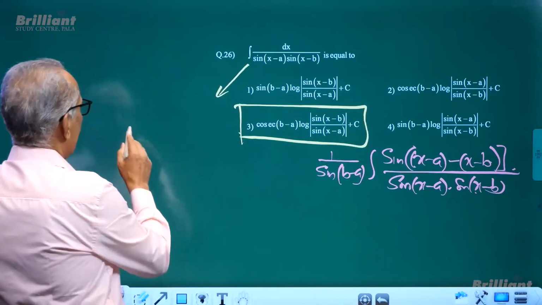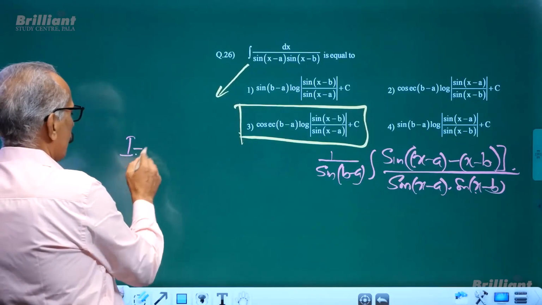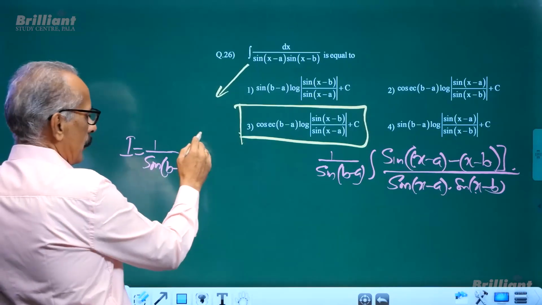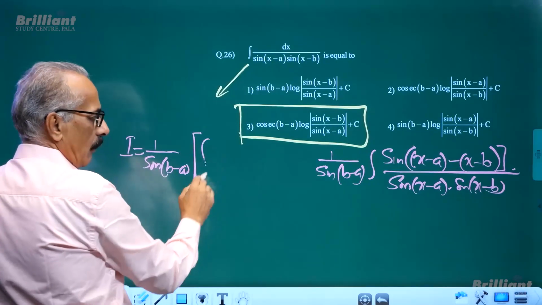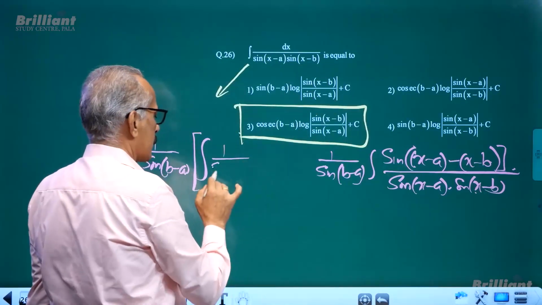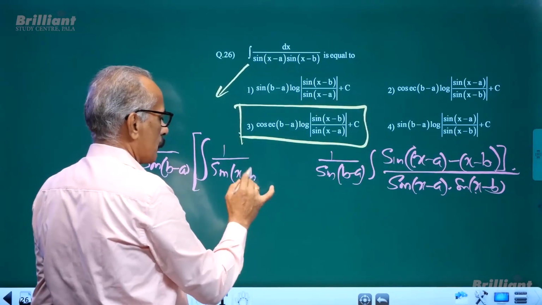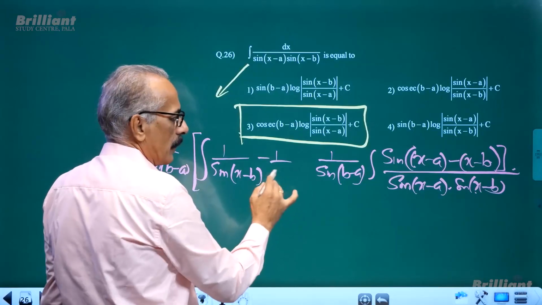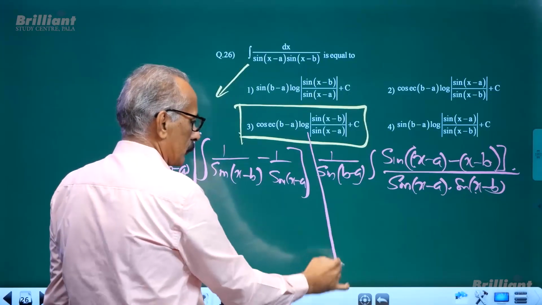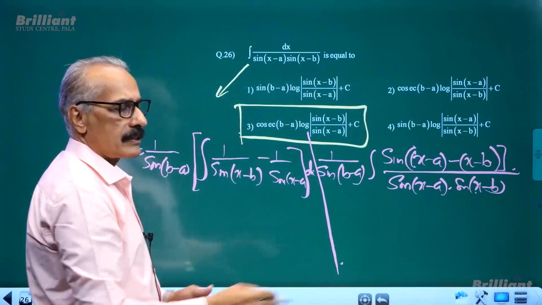Sine of x minus a. Therefore, your I will become 1 divided by sine of b minus a into the integral of, when I split by sine of x minus a, 1 divided by sine of x minus b minus 1 divided by sine of x minus a, close the bracket, dx. Now the answer is correct.